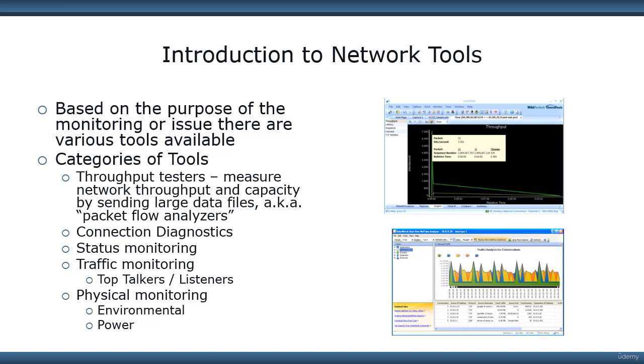Status monitoring could be the link lights. It's just showing you the current status. Traffic monitoring would be looking at the network as a whole and seeing the top devices communicating. And then we've got physical monitoring, environmental monitoring, power monitoring, the range of power, the level of power, so those are different categories.